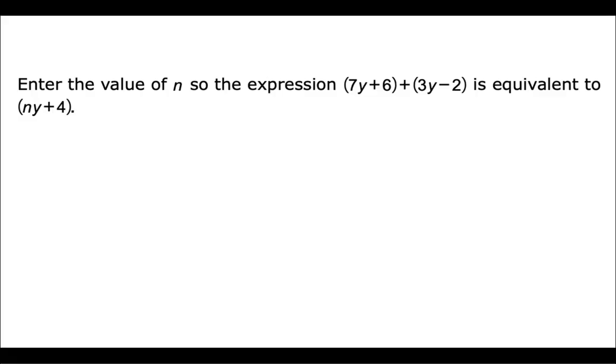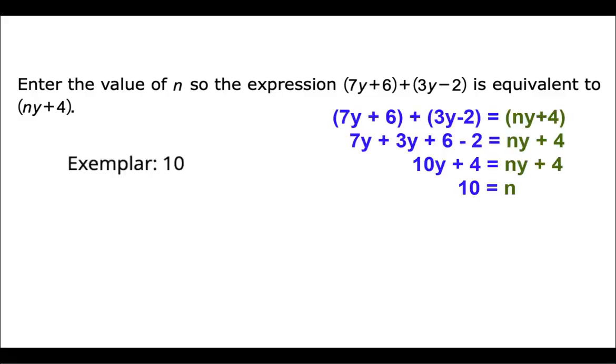Okay, now that you worked on this problem, the value of n is 10. What we did to solve this is first try to combine the like terms. You have a 7y and a 3y, so that can be combined together. Then you have a 6, then minus 2. Those two components can be subtracted from each other. And then on the right side, I just got rid of the parentheses.